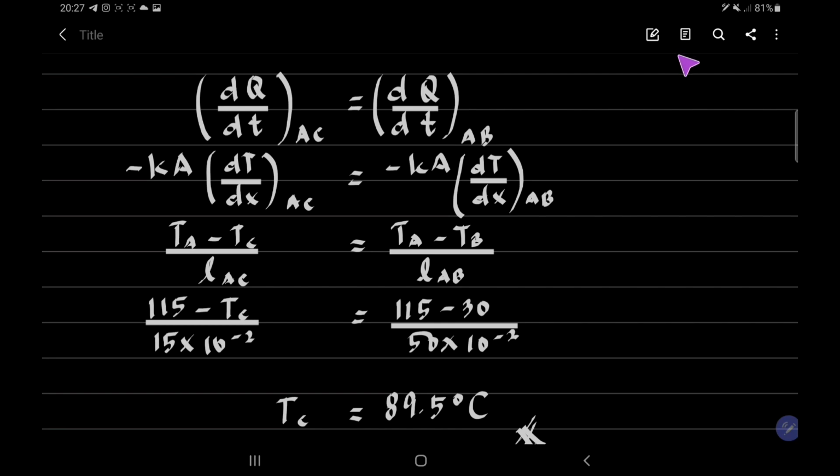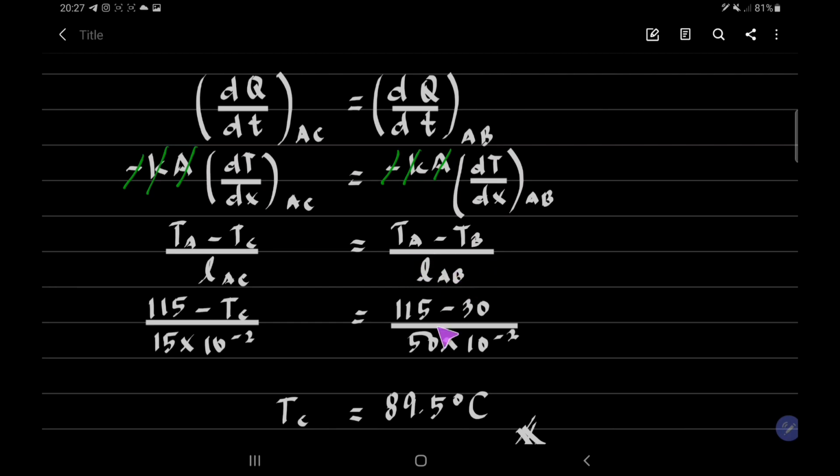Alright, so again, we are talking about the same metal. So negative K and K cancel each other. Same area, again A and A cancel each other. Also negative and negative cancel each other. So what do we have now? Just dT over dx of AC and dT over dx of AB, which are equal to each other. So dT of AC is TA minus TC, while dx of AC equals L of AC. While dT for AB is equal to TA minus TB, and dx of AB equals LAB.